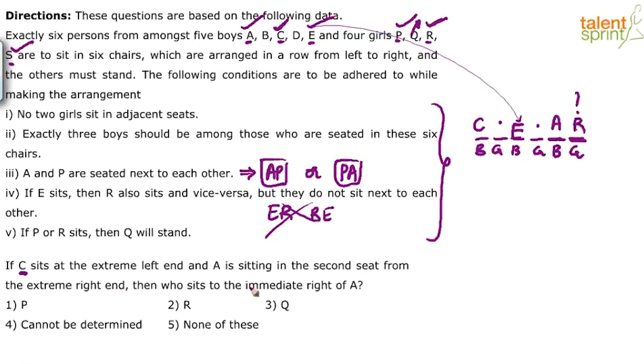That's what is asked, right? Who sits to the immediate right of A? Immediate right of A is R. So answer should be option 2.